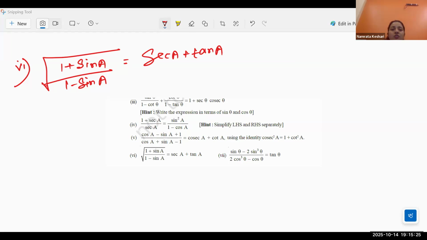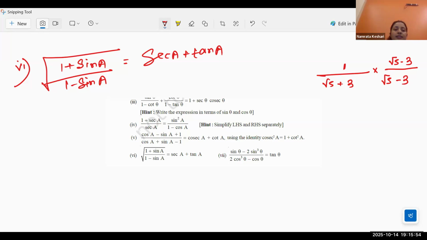So you have learned rationalization, and there you learned that if you have a root like 1 by, let's say, root 5 plus 3, what you used to do over there is multiply the numerator and the denominator with root 5 minus 3, right? Yes, ma'am. Okay, so something like that will be useful over here.